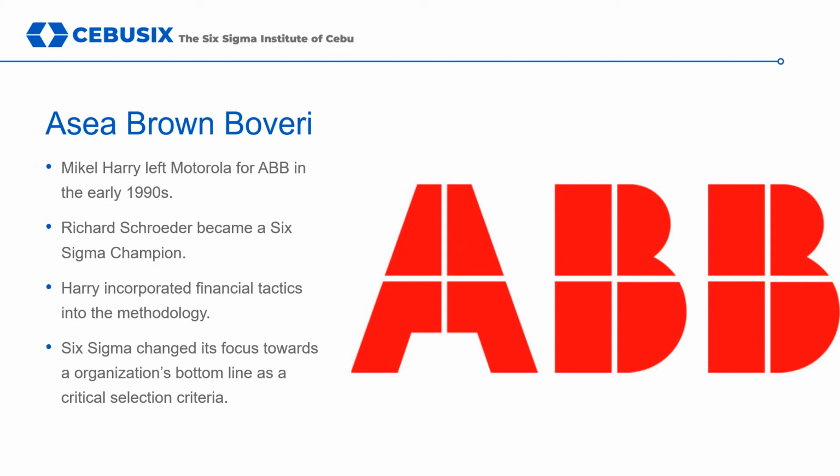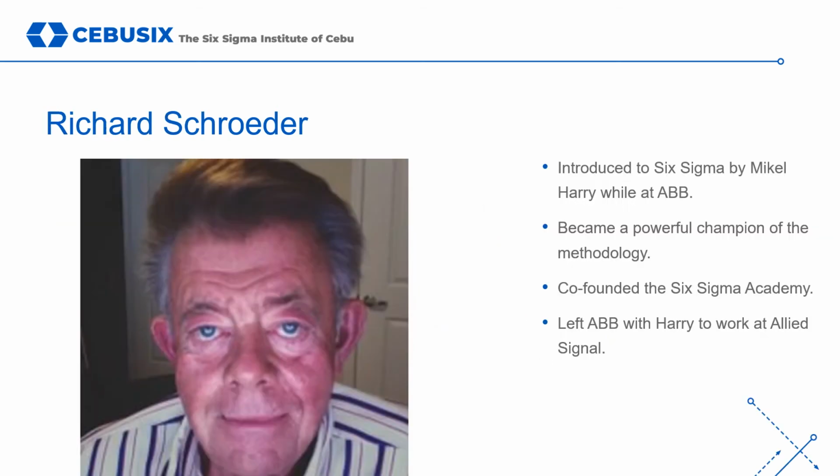Because the individuals with the ability to decide in favor of Six Sigma initiatives were highly motivated by dollars, Harry incorporated financial tactics into the Six Sigma methodology. For the first time, the method was focused on the bottom line as a primary goal, with other concerns and goals stemming from financially led goals. Richard Schroeder even helped Mikel Harry to write numerous books on Six Sigma and quality management.